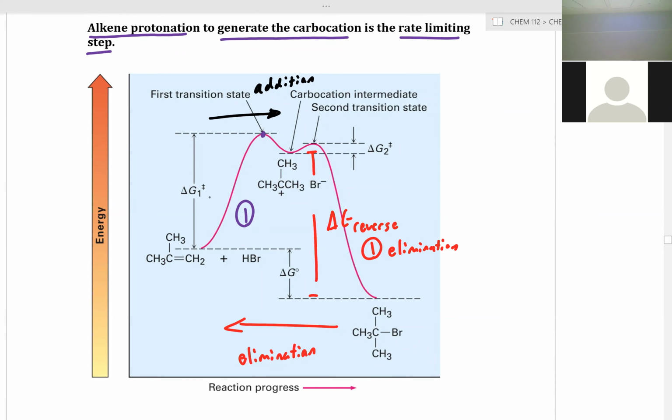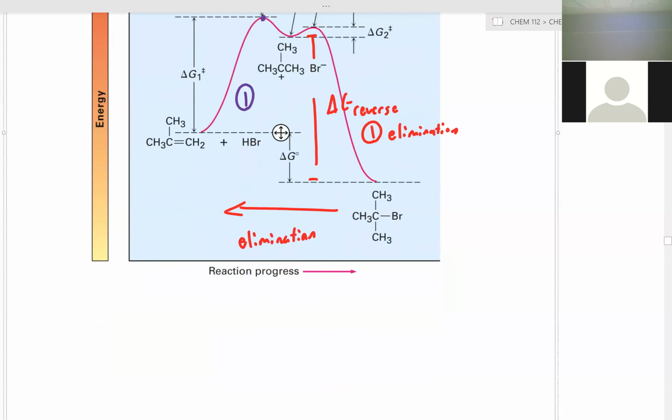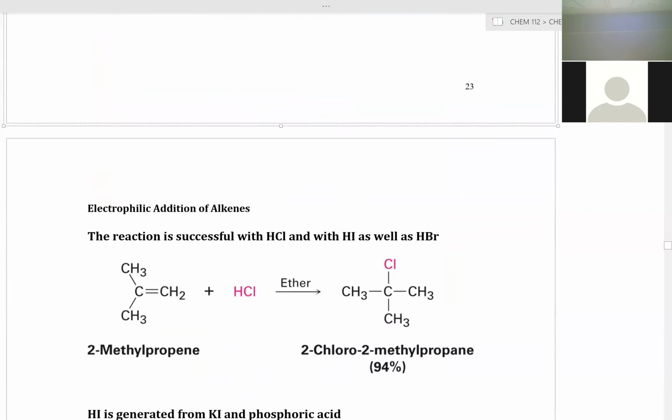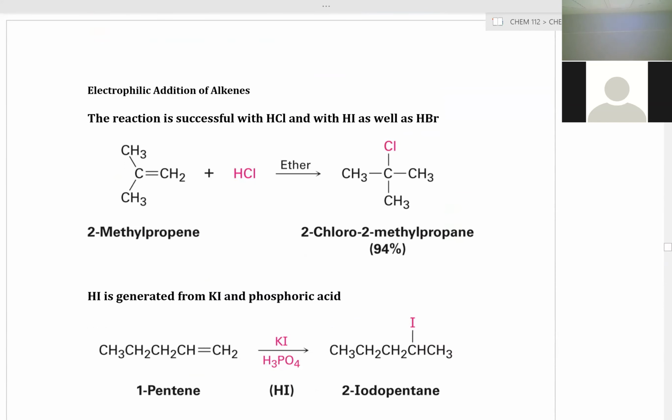Okay, perfect. So we've established alkene protonation to generate the carbocation is the rate limiting step. So with this idea in mind, we're going to look at a few electrophilic addition reactions, and we're going to try to determine some general trends in reactivity.